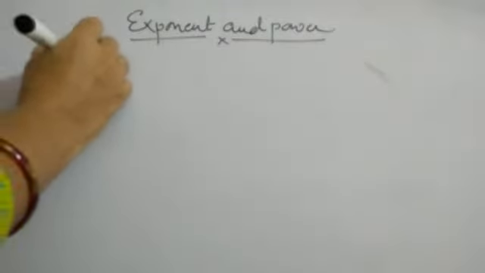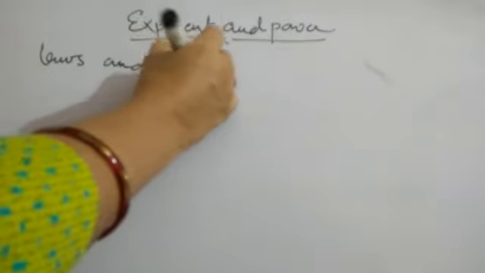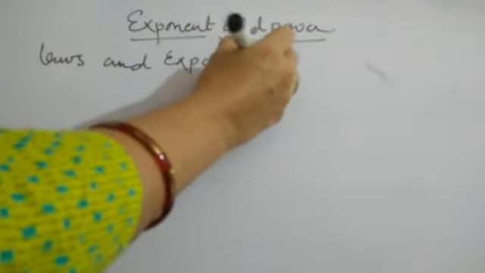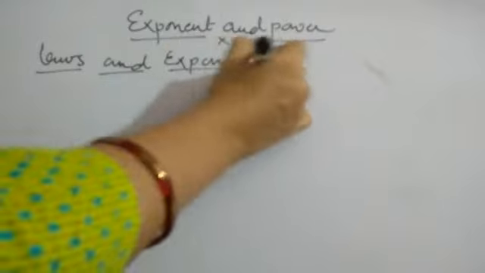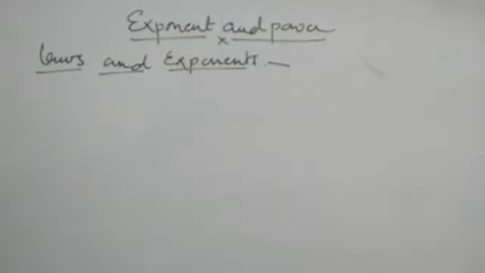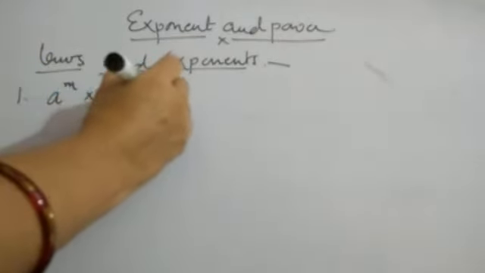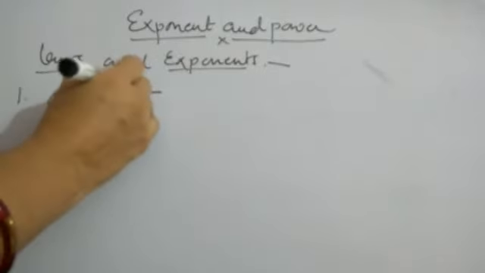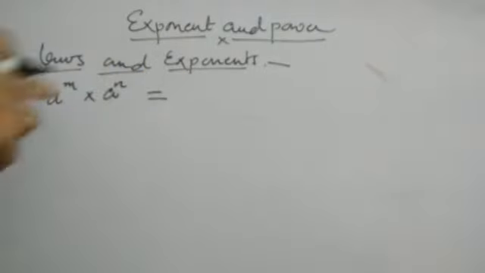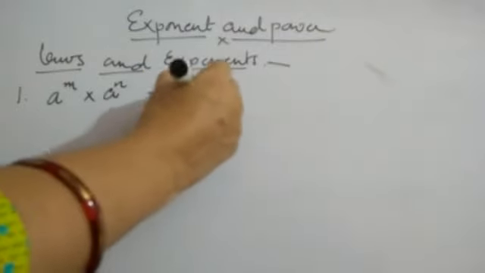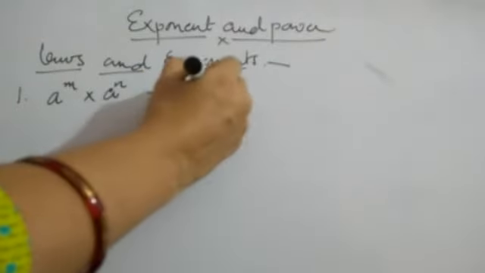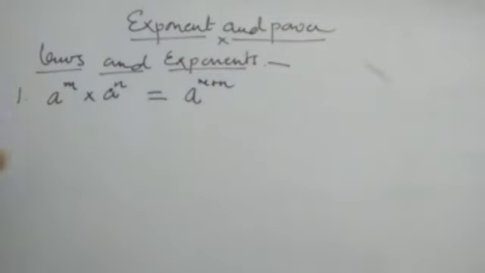Now in this video, children, we will be taking the laws of exponents. Let us take the laws of exponents one by one and then discuss the problems which can be solved using these laws. So the first law is when we multiply the numbers with the same base but different exponent, what happens? The base is written and the powers are added.